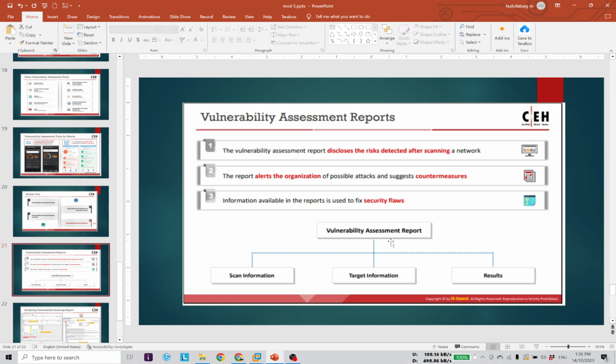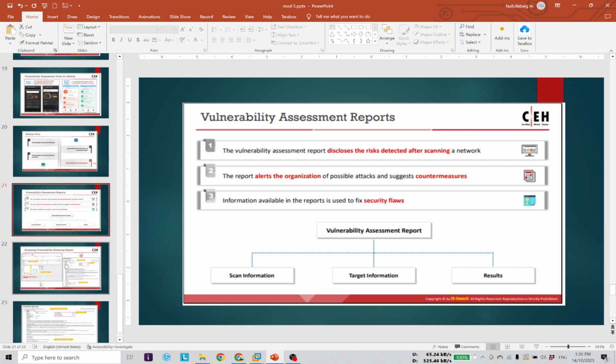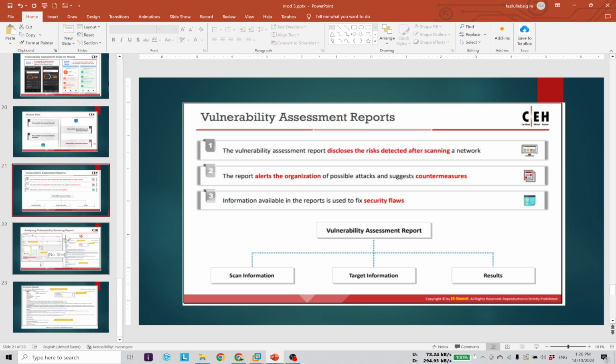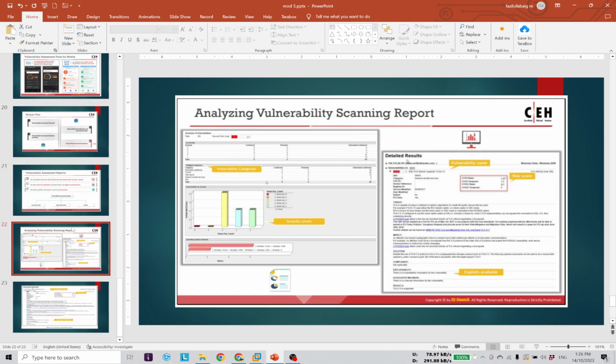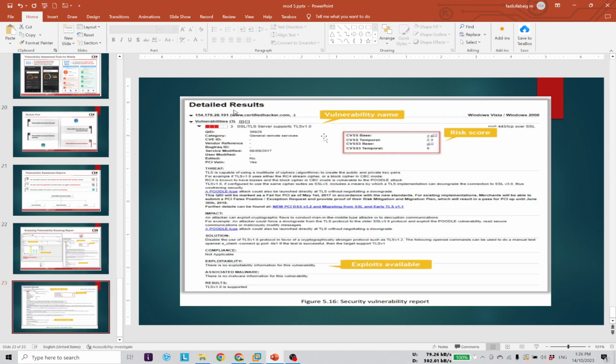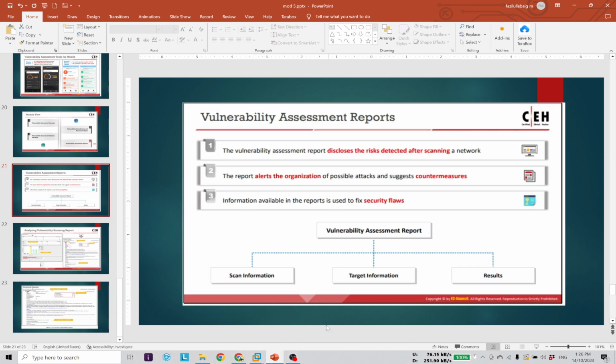Okay, so what should a vulnerability assessment report contain? Scan information, target information, and result. Okay, I'll show you one example, a live example. This is not a clear picture, but I'll show you some information. See here: scan information, target information, and result.